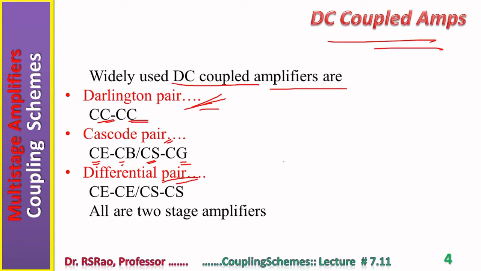Differential pair is also there. This is also an example of DC amplifiers. In a differential pair, one can find CE, CE in the case of the BJT version, CS, CS in the case of the FET version. These are all examples of direct coupled amplifiers. As already mentioned, these are all two-stage amplifiers.